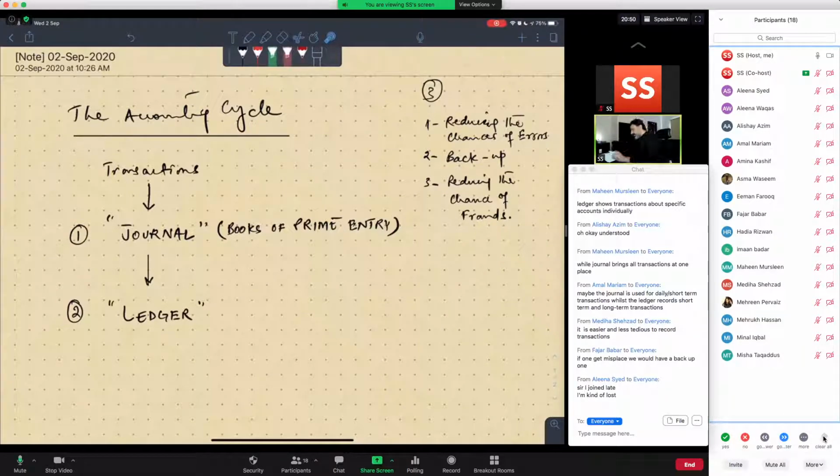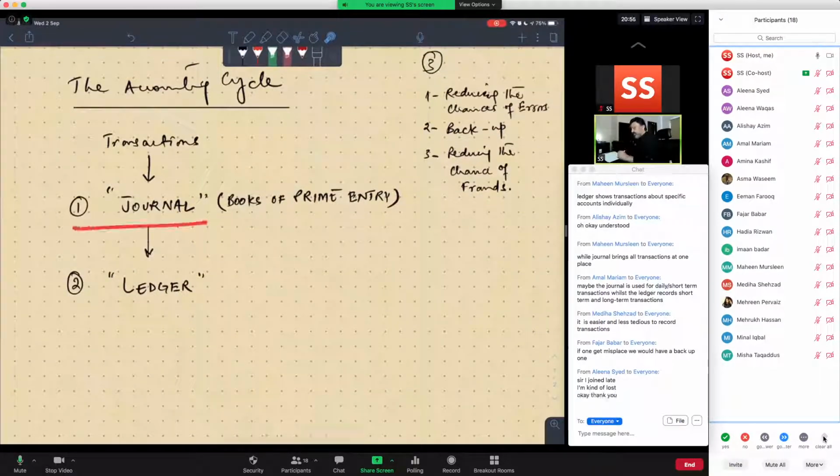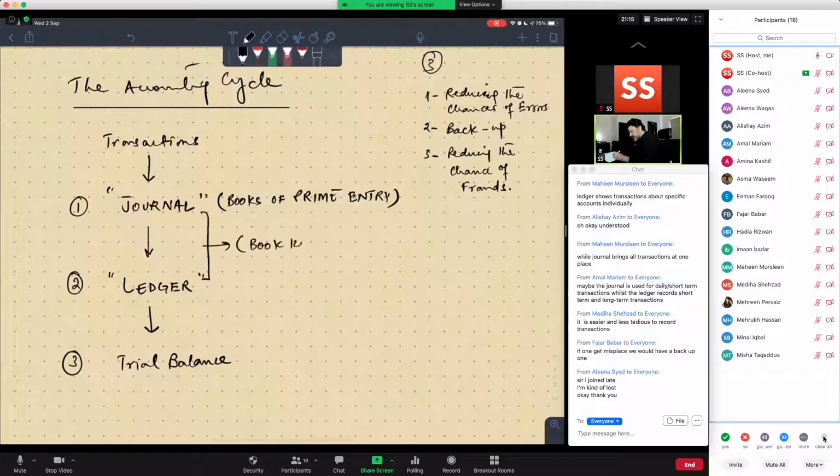So the next stage, after the transaction is recorded safely in the two separate books, you move on to the third stage. We call the third stage the trial balance. The trial balance is not a book. These two are the books. This stage is what we call the bookkeeping part. So bookkeeping is simply the act of recording transactions.